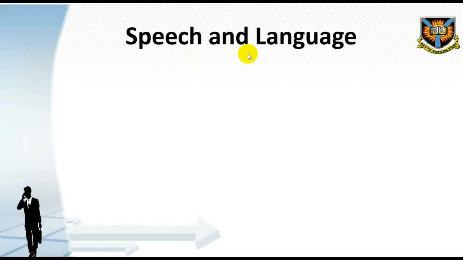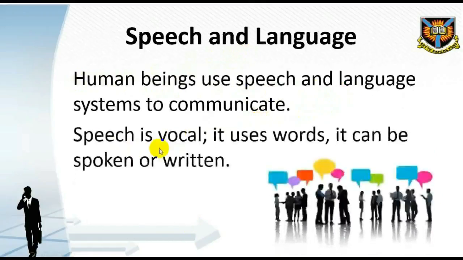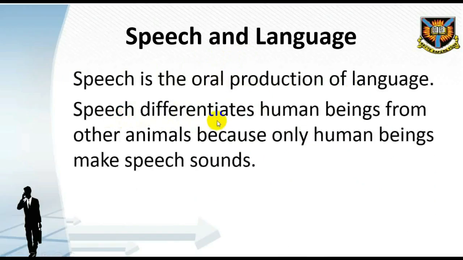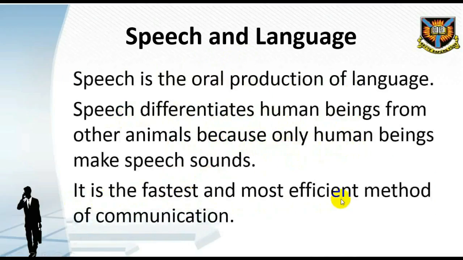Speech and language. Human beings use speech and language systems to communicate. Speech is vocal. It uses words. It can be spoken or written. Speech is the oral production of language. Speech differentiates human beings from other animals because only human beings make speech sounds. It is the fastest and the most efficient mode of communication.